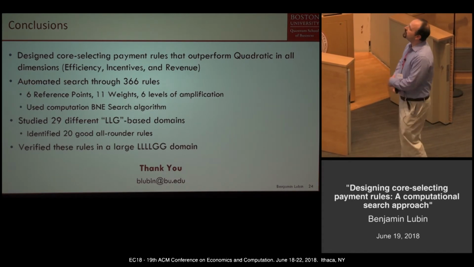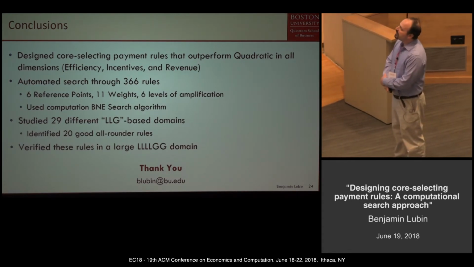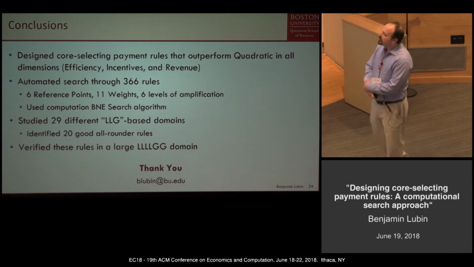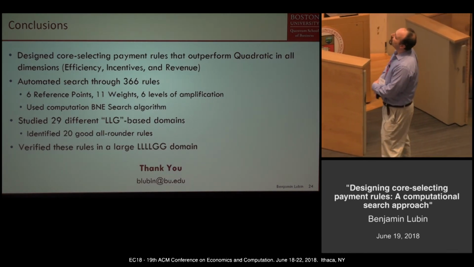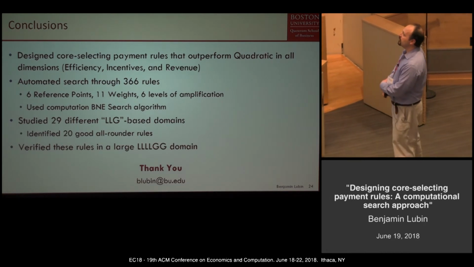So let me with that conclude. The work here has designed core-selecting payment rules that outperform quadratic in all dimensions. At least a few of them will work better in terms of efficiency, incentive, and revenue.